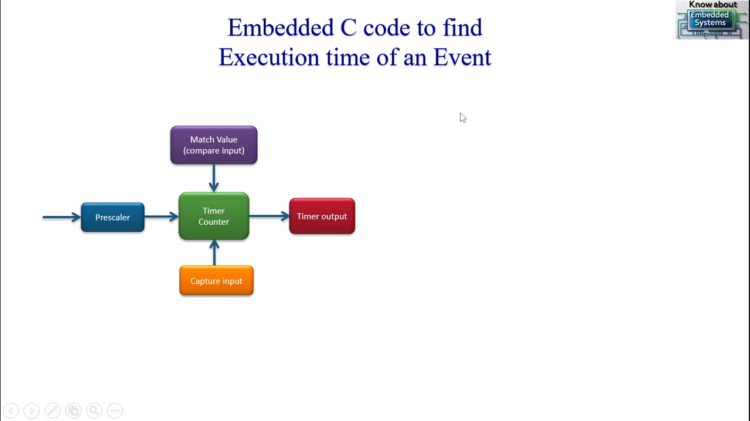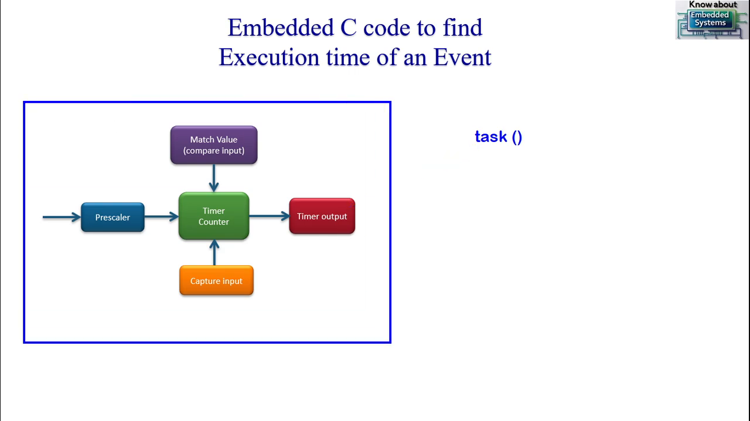So, execution time calculation of an event. See guys, already in the previous videos I have told you many times, timer plays an important role in our embedded system. Without timer, it is not possible to design an embedded system application. Now, how to calculate or find out the execution time of an event? Let us assume I have one task here, and this task is taking some time. How do you find out the execution time of this task? Using timer. So timer plays a very important role, especially in calculating the time of execution. How to do it? Let us see.